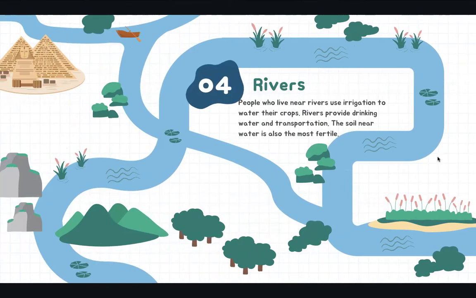Next up, we have rivers. People who live near rivers use irrigation to water their crops. So they dig channels from the river in order to water their crops for when they don't have rain. Rivers provide drinking water and transportation, and the soil near the river water is also the most fertile of all three.